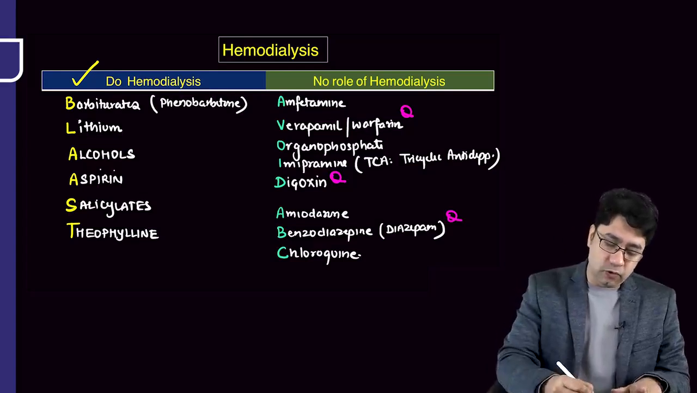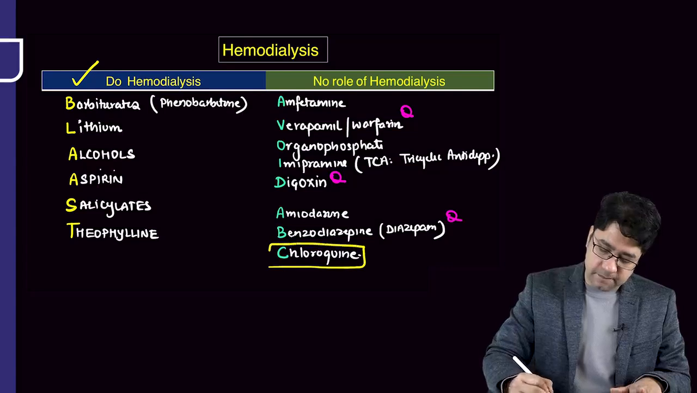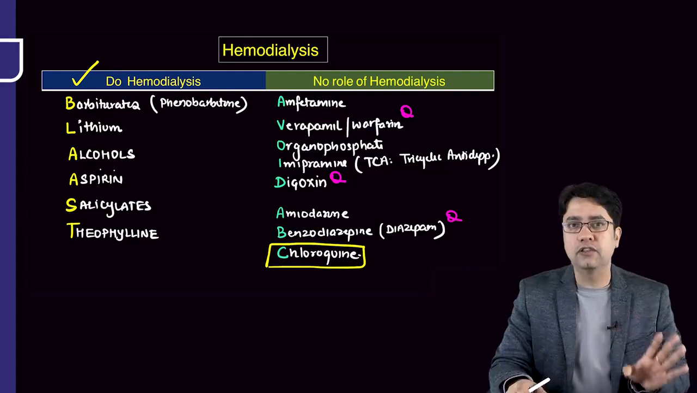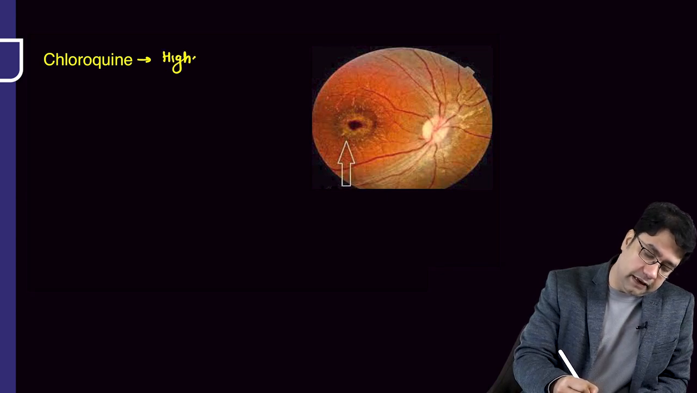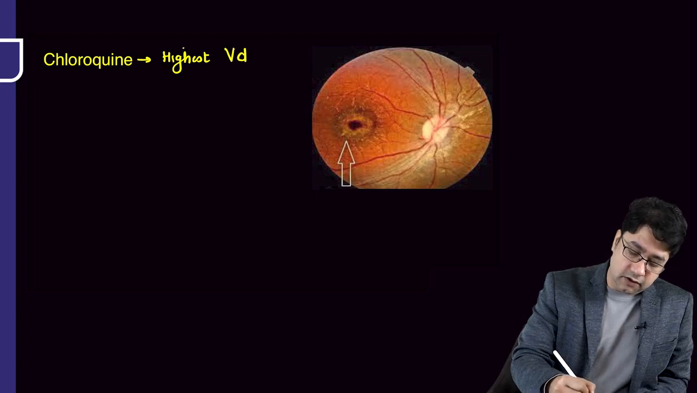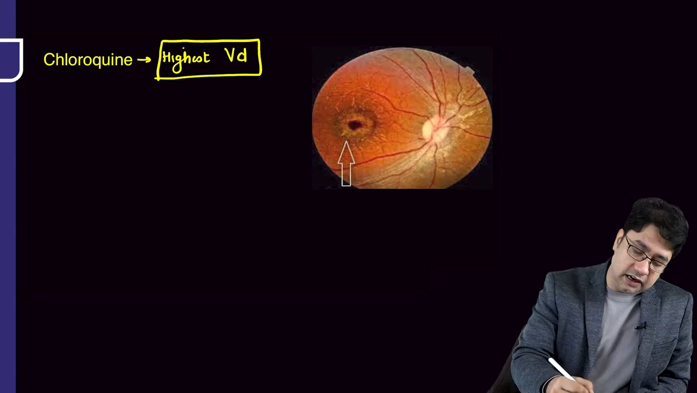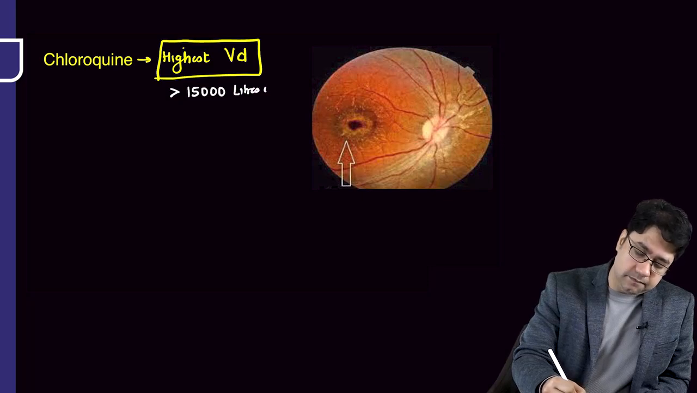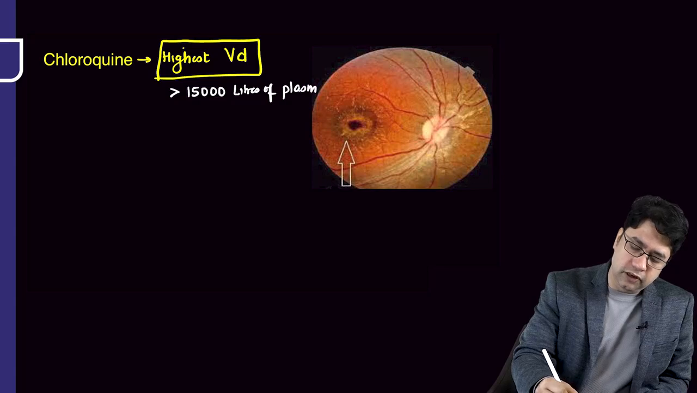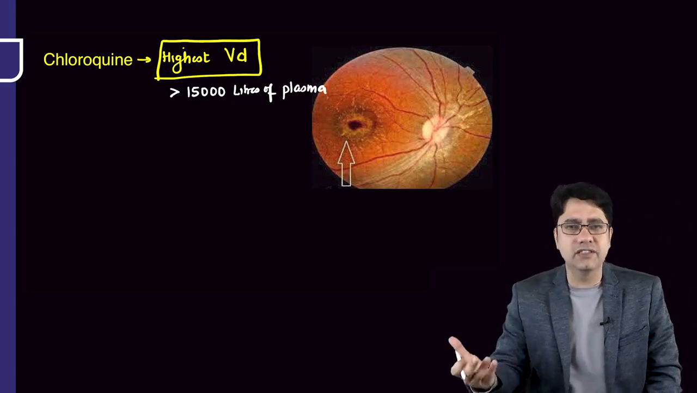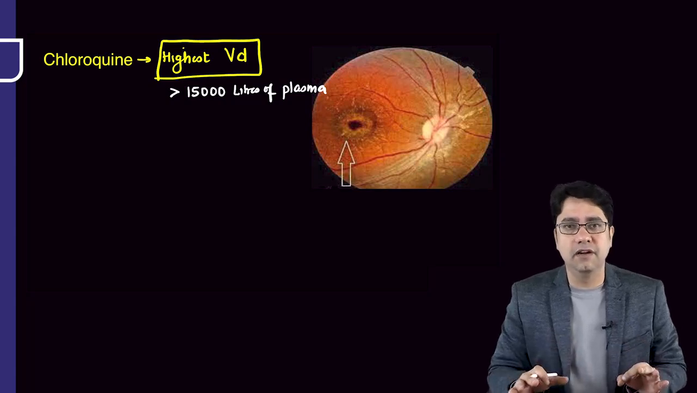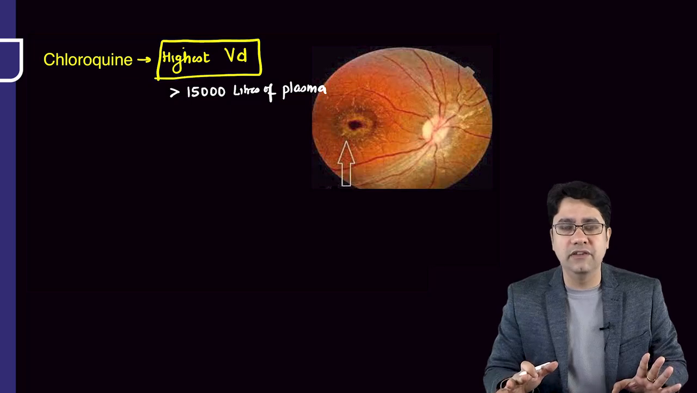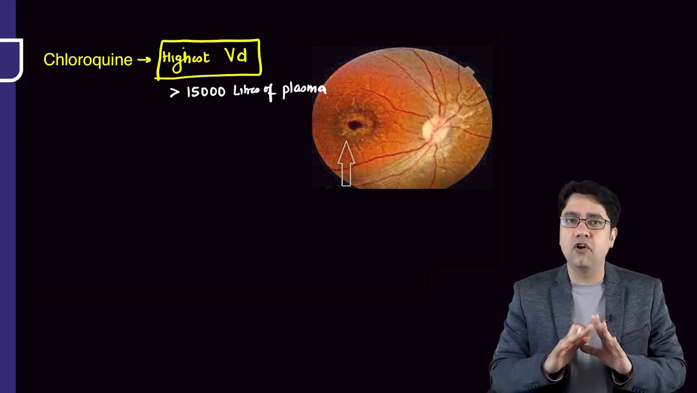The answer is chloroquine. Among all known drugs to us, chloroquine has the highest volume of distribution. It is an anti-malarial drug, and its volume of distribution is around 15,000 liters of plasma. So, do you think you have 15,000 liter of plasma? Obviously no. High volume of distribution means this drug is not present in blood. Almost the whole amount of chloroquine when we take it gets deposited in all organs.